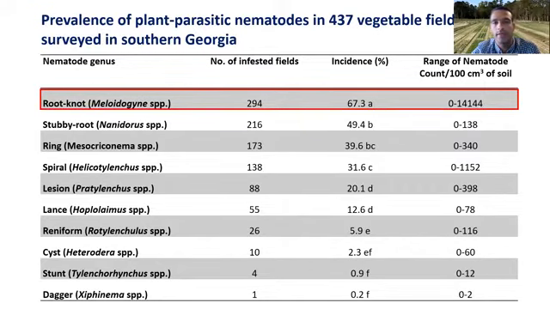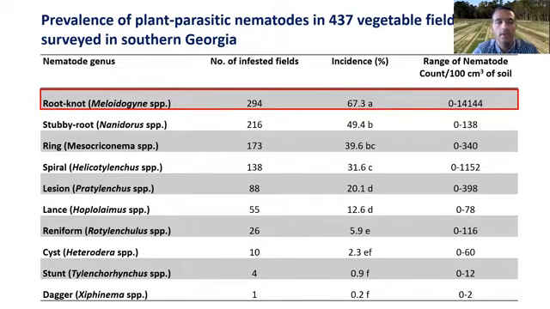As you can see, 67% of the fields were infested with root knot nematode, and the population density of root knot nematode ranged from 0 to over 14,000 per 100 cc of soil. As you might know, the damage threshold of root knot nematode is only one nematode per 100 cc of soil. That means that if you have a soil infested with root knot nematode and the number is greater than 1, you might need to use management techniques to control the nematode.